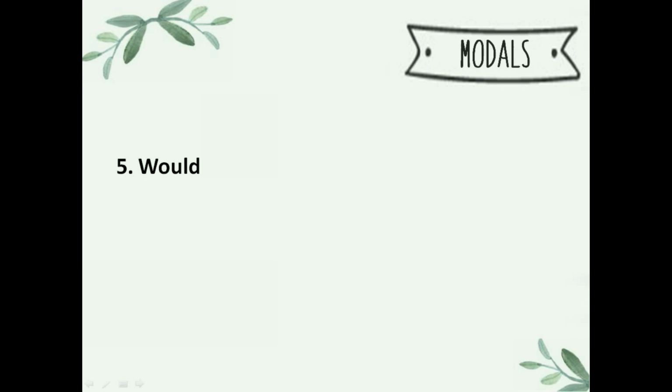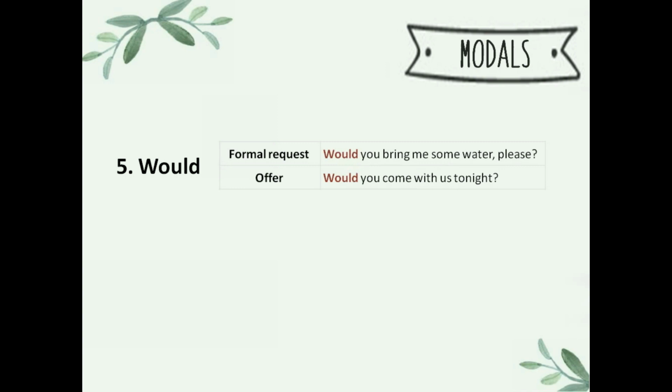So we're reaching the end. There are just 4 modal verbs left, and the next one is would. You know that we use would in conditionals number 2 and 3, and you need to know that it is a modal verb. But when do we use would? It can be used in 2 contexts, which are as a formal request, "Would you bring me some water, please?", or as an offer, "Would you come with us tonight?" So, only 2 different uses for would. This is one of the easiest modal verbs, as you can see.